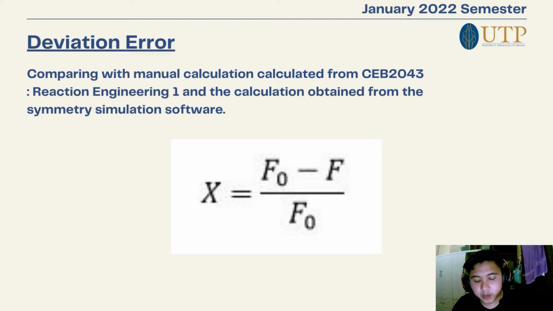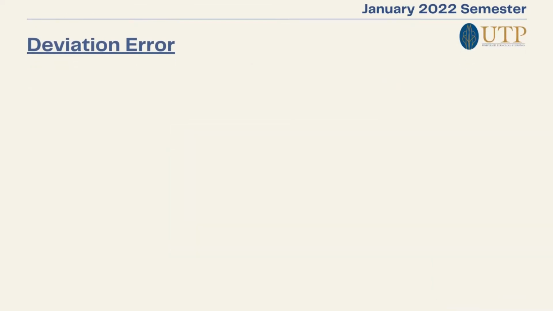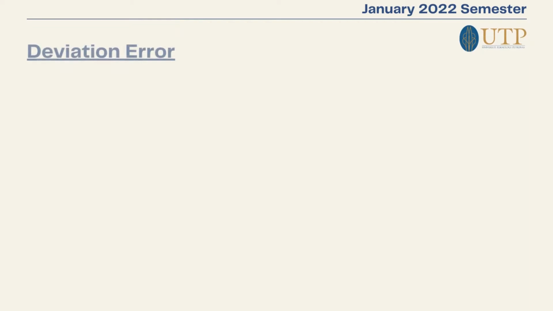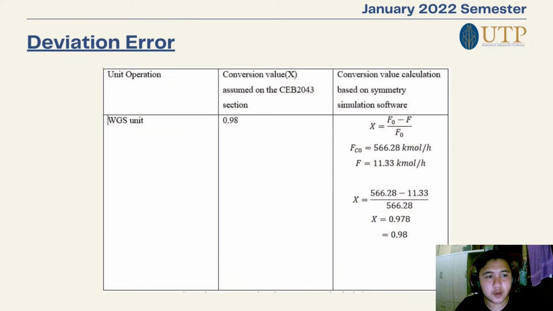Deviation error is performed by comparing the manual calculation from Reaction Engineering 1 subject with the calculated value obtained from the Symmetry simulation software. First, we are going to compare the conversion value from both manual calculation and the value obtained from the simulation by using this conversion value formula here. For the SMR unit, the conversion value assumed in the Reaction Engineering 1 subject is 0.98, and the conversion value calculated based on Symmetry simulation software is 0.99. And then, for the WGS unit, the conversion value assumed from the Reaction Engineering 1 subject is 0.98 as well, and the conversion value calculated based on Symmetry simulation software is 0.98.